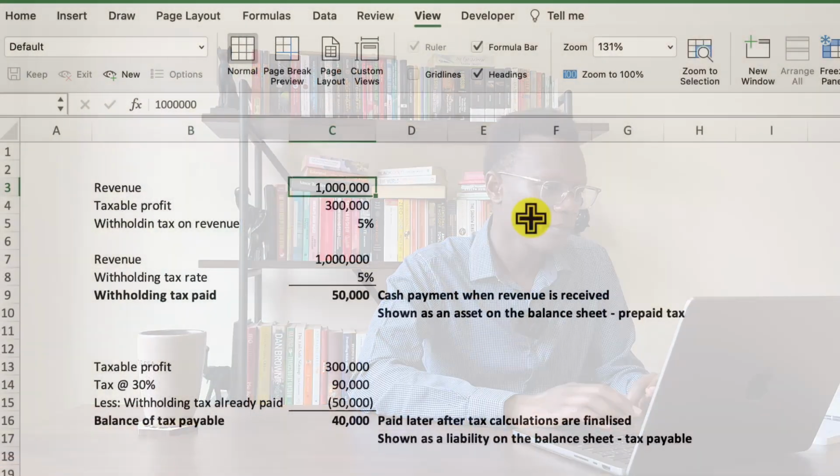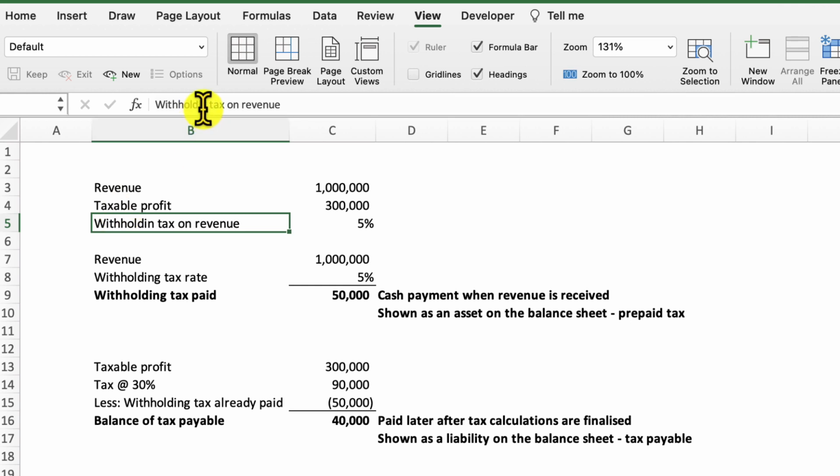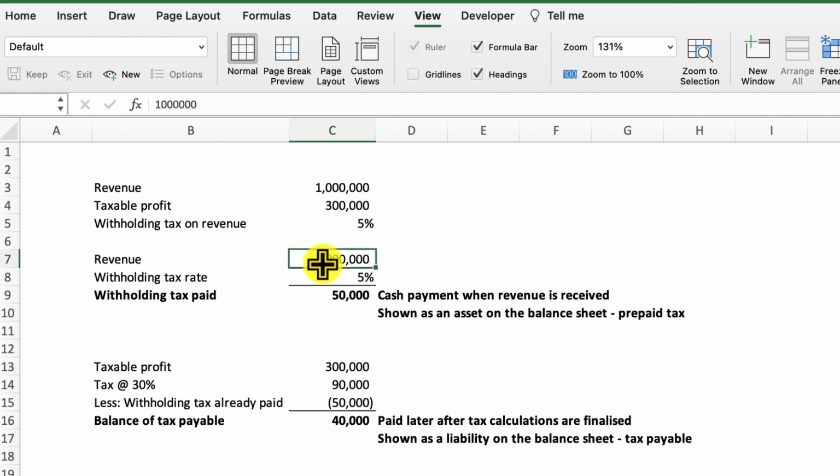So an example of this is withholding tax. So in some jurisdictions, you'll find that when you record your revenue or when you bill a customer, the government requires that customer to withhold some of that money when they pay you, and they pay that money directly to the government. So for example, here we have a business that has revenue of 1 million and taxable profit of 300,000, and there is withholding tax which is charged on revenue at 5%.